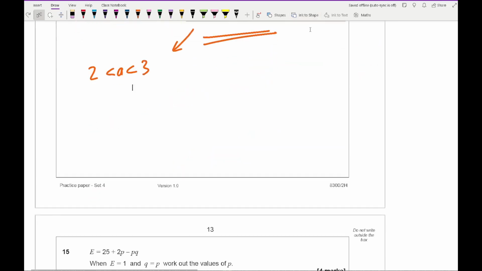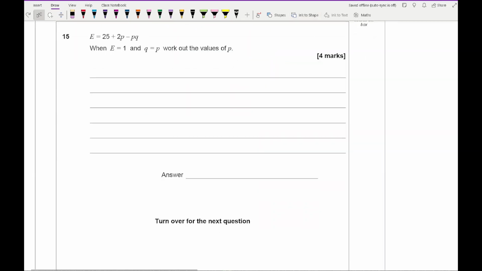Moving on to question 15, it says e equals 25 plus 2p minus pq when e equals 1 and q equals p. Work out the values of p. So for this, let's substitute the numbers in. So we've got 1 equals 25. Now looking at this, I can just write q equals p. So wherever I see a q, I'm just going to write p. So here I've got 2p minus, and pq is going to be p squared because they're both the same thing.